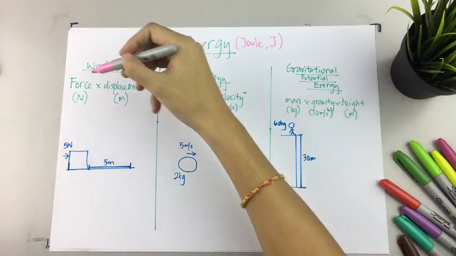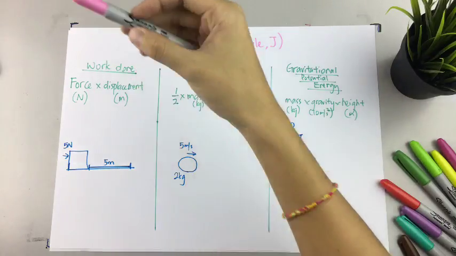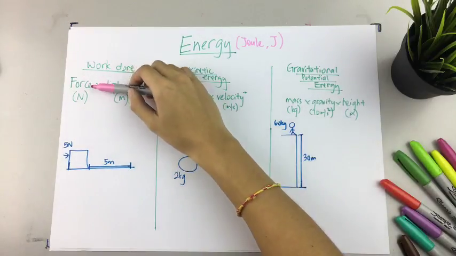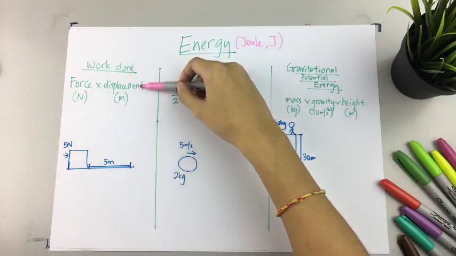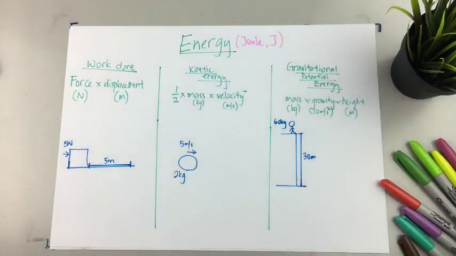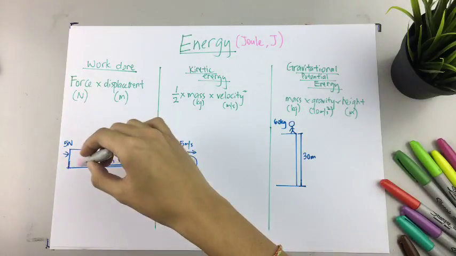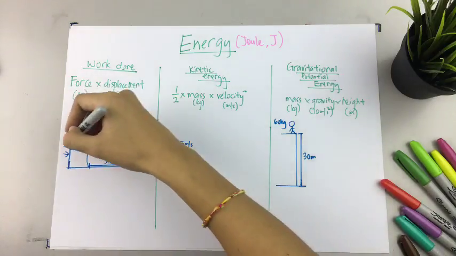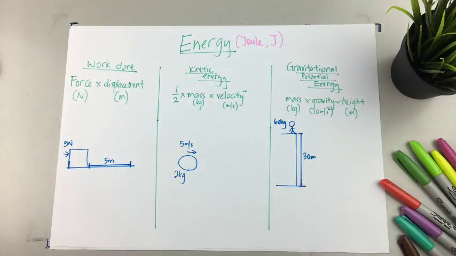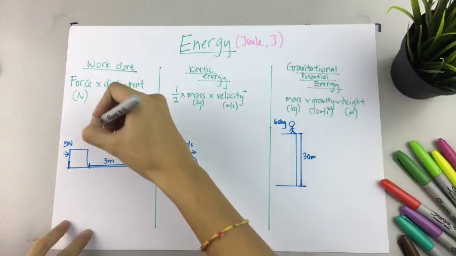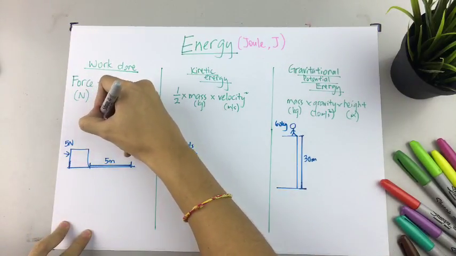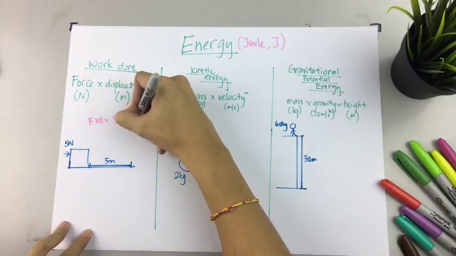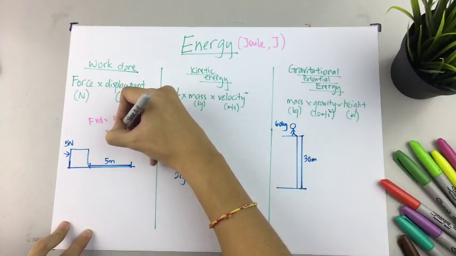So work done has a formula of force times displacement. And in physics, you have to memorize very well which unit to use. For force it will be Newton, for displacement it will be meter. Let's try an example. Let's say I want to move a box from here to this side by 5 meter and I'm using a force of 5 Newton. So what is my work done? Pretty easy. F times D will be my work done, 5 Newton times 5 meter. So the answer will be 25 joules.